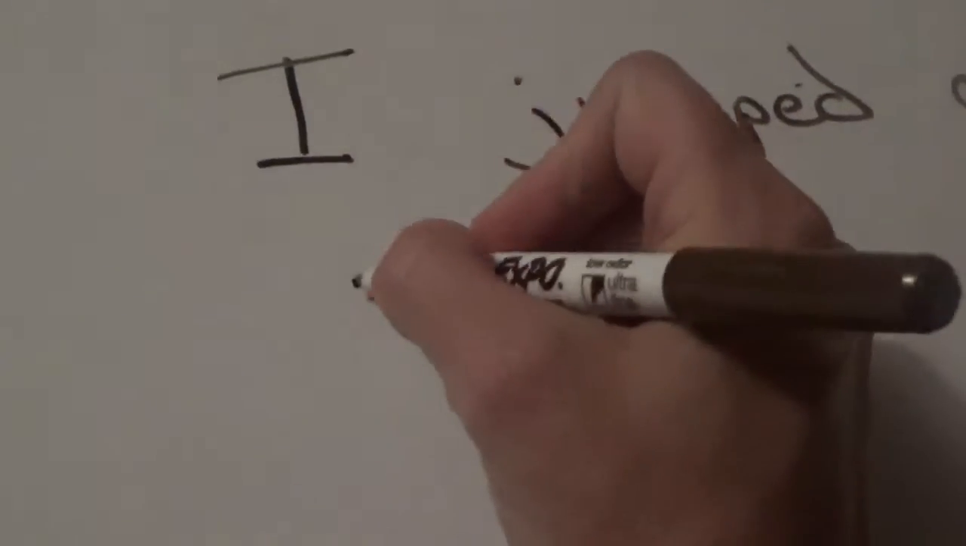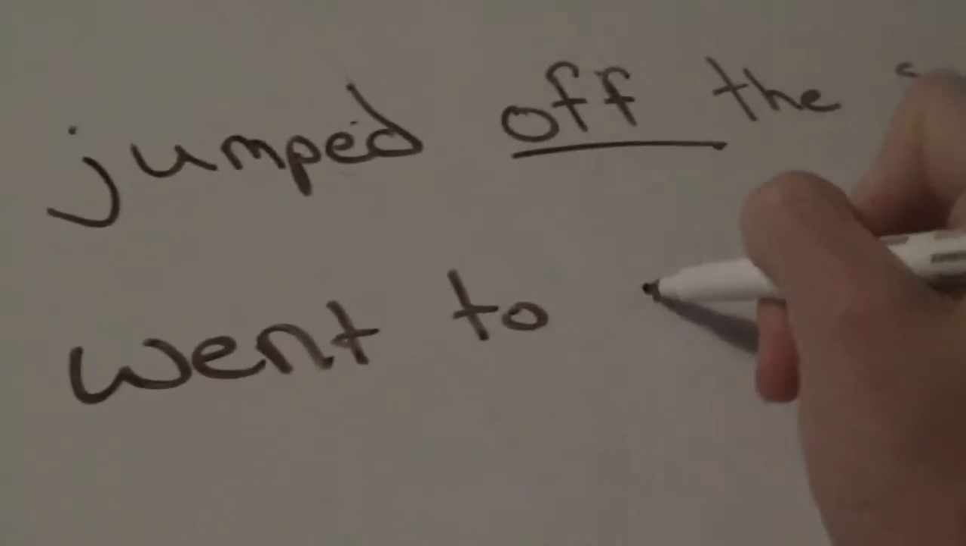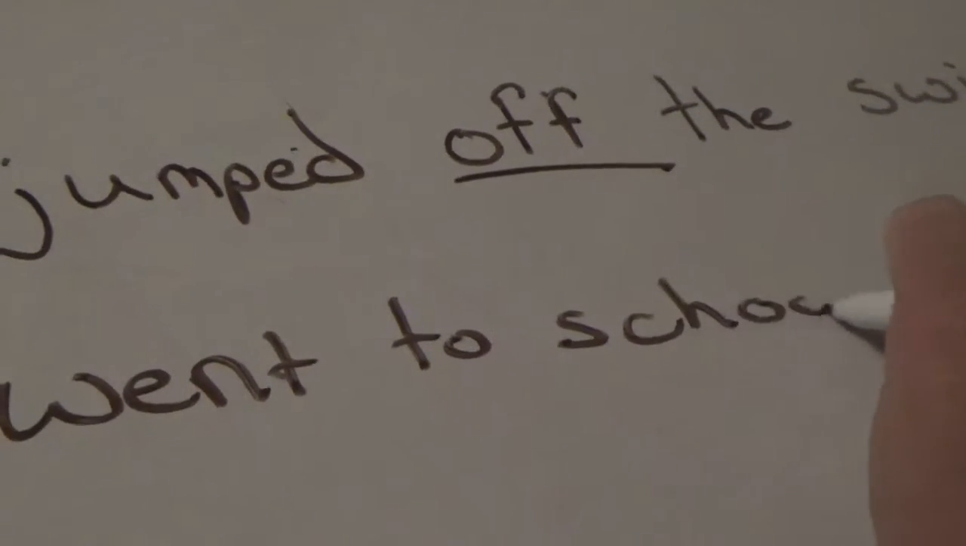Then let's look at this sentence. I went to school. The preposition is to. It shows the relationship between went and school. Went to school. Now, if you're not sure if a word is a preposition, it's a part of speech.